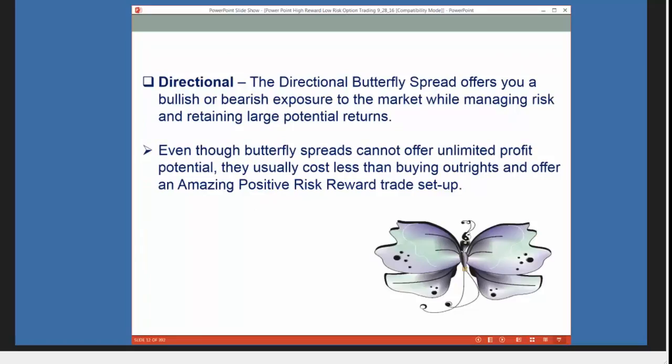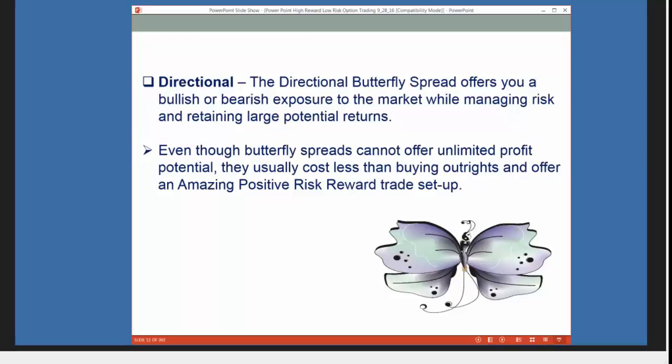And then the other way, my favorite way to use it, I'm a directional trader, so I love to use these things for directional trade setups. And the directional butterfly spread offers you a really great bullish or bearish exposure to the market while managing your risk and retaining large potential returns. So you can keep your capital costs really low with these types of strategies.